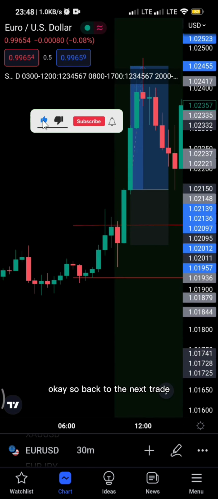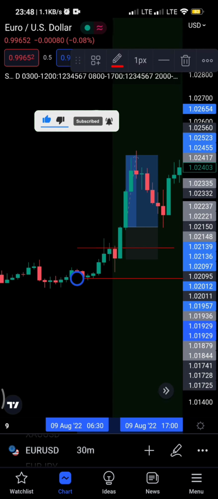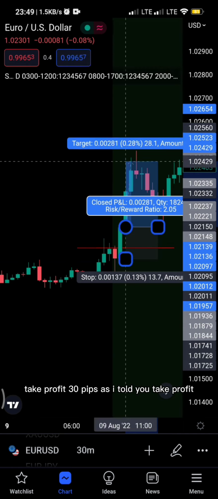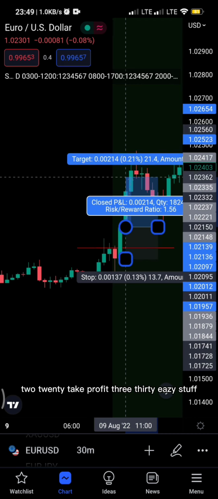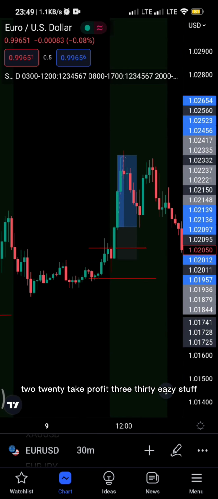Okay, so back to the next trade. We have our resistance, we have our support. Closes above, enter buy. Stop loss below the previous candle for 14 pips, 13.7, basically 14 pips. Take profit 30 pips. As I told you, take profit 1 will be at 10 pips, take profit 2 at 20, take profit 3 at 30. Easy stuff.